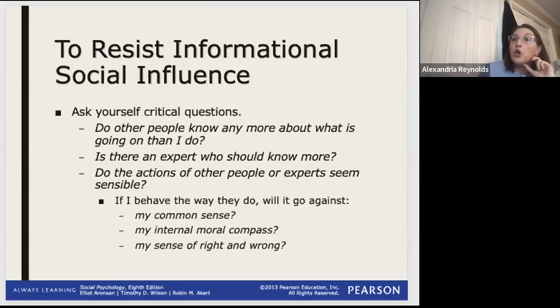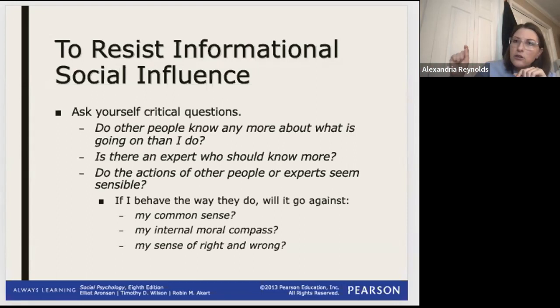Is there an expert who should know more? And maybe see what they're doing. Like if you're on a plane and you have a seatmate who's freaking out, ask yourself, maybe I should be looking to the flight attendant, or maybe I should be looking to the pilot's behavior. Do the actions of other people or the experts seem sensible? Does this make sense? Is this logical?